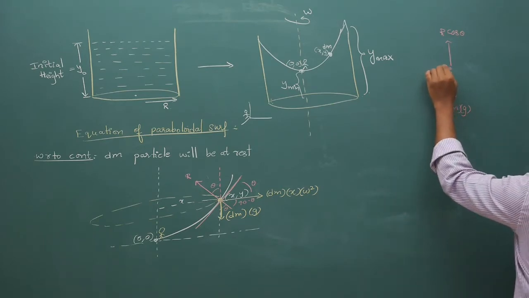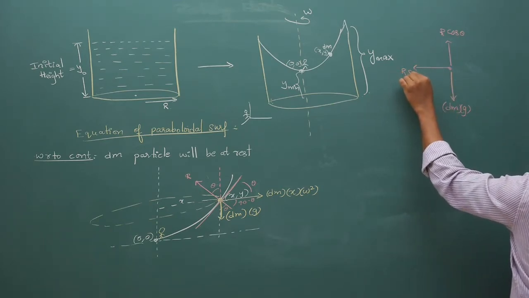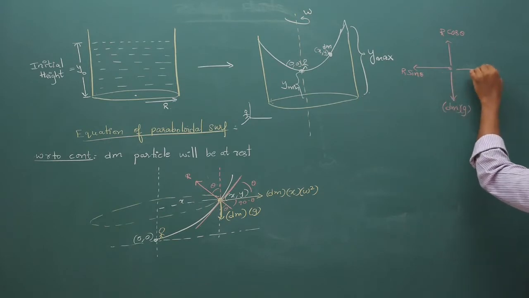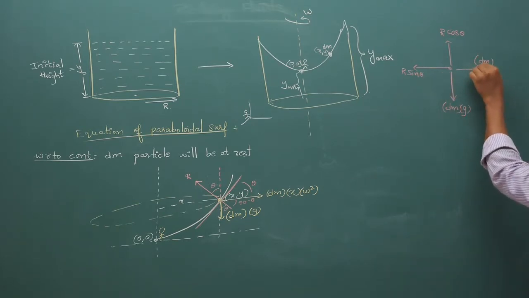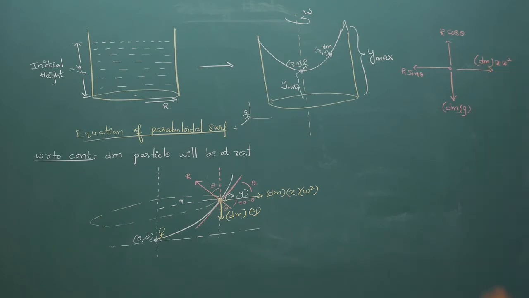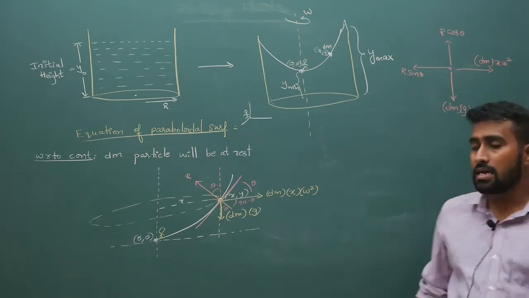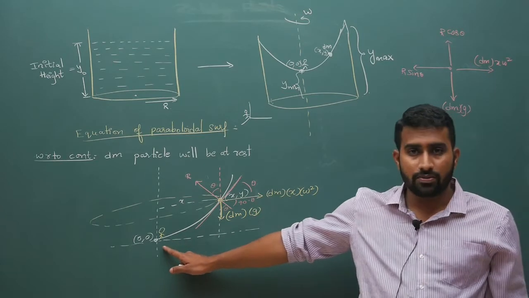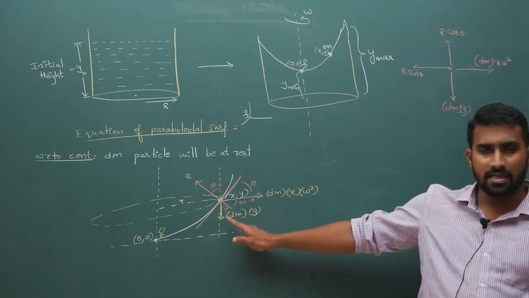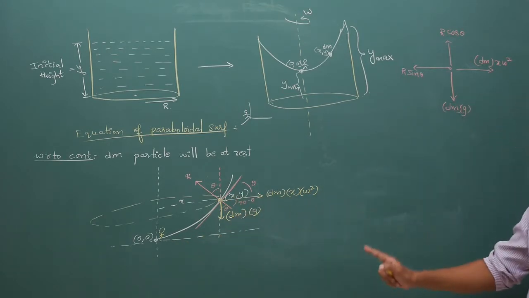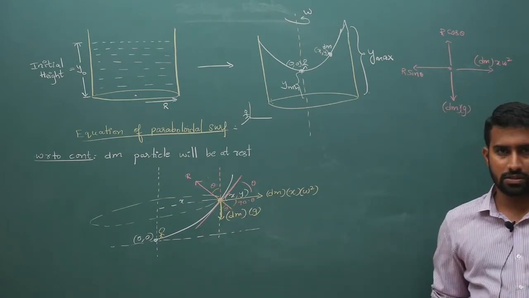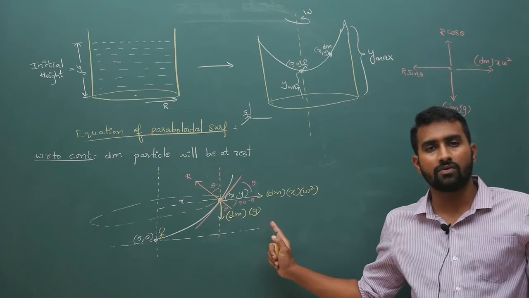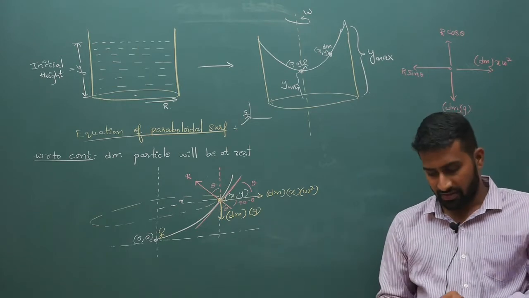There is r sin theta acting this way, and it is actually getting balanced with dm into x omega square. So basically, with respect to this reference frame, this particle is at rest because of three forces: r, dm into g, and centrifugal force. You will always keep centrifugal force with respect to an accelerating reference frame.